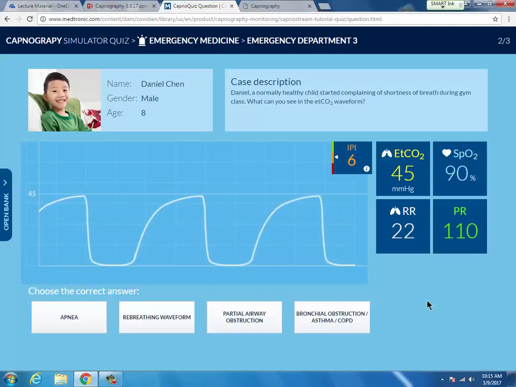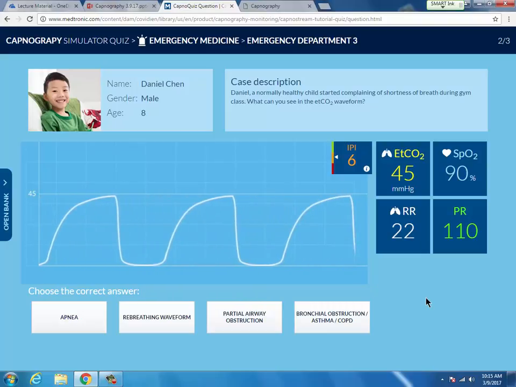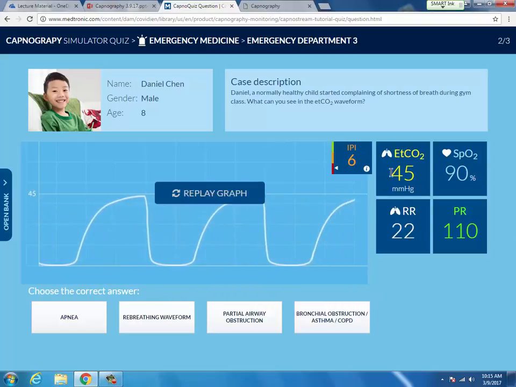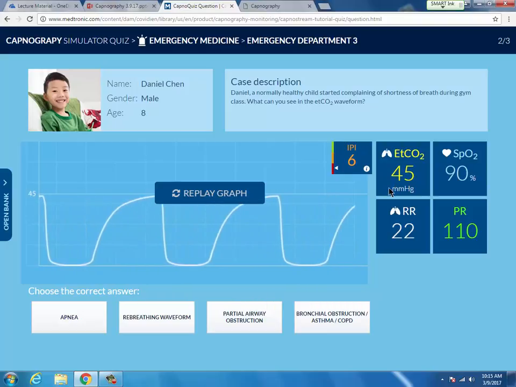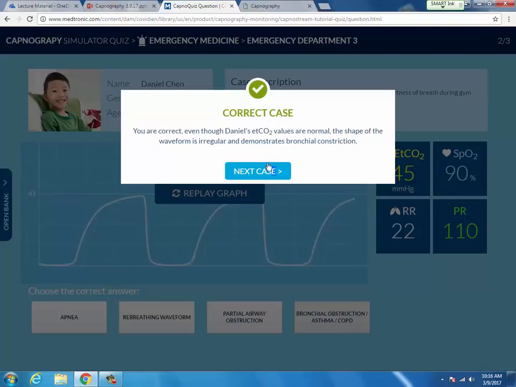Daniel, a normally healthy child, started complaining of shortness of breath during gym class. What can you see in this end-tidal CO2 waveform? All right, shark fin. But now, what do I see about my CO2 level right now? It's okay, but it's certainly on the high end. But this is where I can correlate some other things, right? SpO2 is 90%. What else do I want to be listening for with this cat? Wheezing. Need to be asking the nurse, what's his history? So who says apnea? Who says rebreathing? Who says partial airway? Who says bronchial obstruction? There you go. Easy, right?